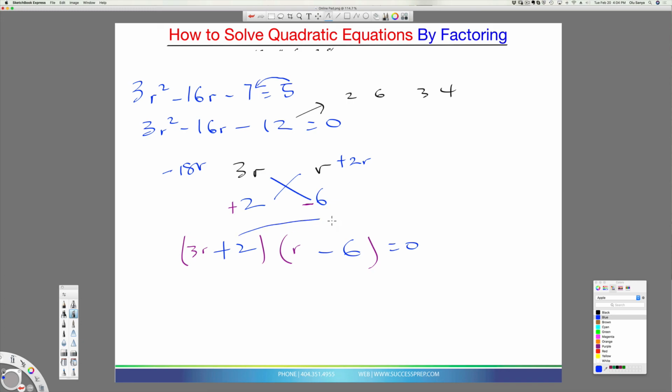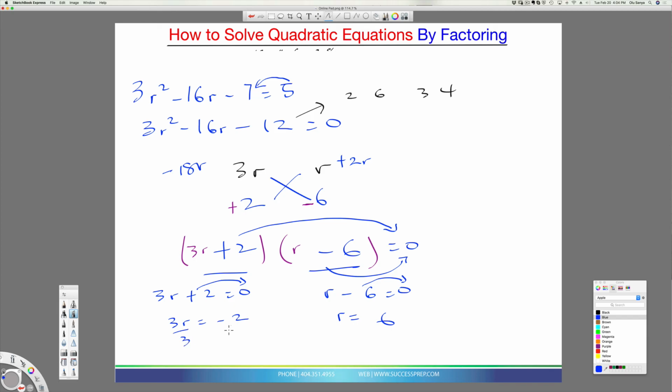So let's finish this out to solve for r. Since it's equal to 0, you have to make each section equal to 0. So it's going to be 3r plus 2 equal to 0, and r minus 6 equal to 0. So it's going to be r equal to 6 because I just moved this minus 6 over. If I move this plus 2 over, I'm going to get 3r equal to negative 2. I divide by 3, so r is equal to negative 2/3.